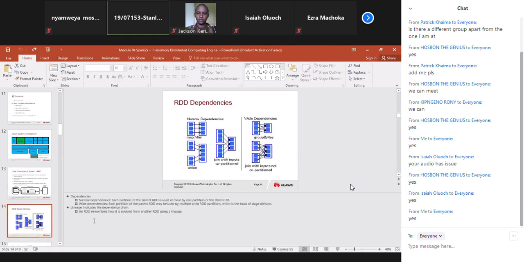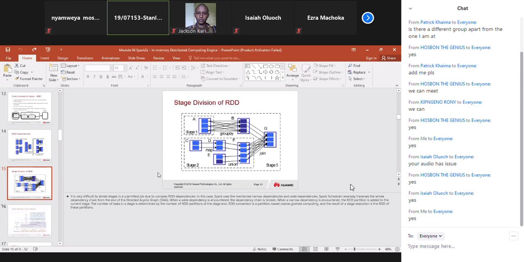Then we have RDD dependencies. Here we have narrow dependencies and wide dependencies. What is a narrow dependency? Each partition of the parent RDD is used at most by one partition of the child RDD. And for wide dependencies, each partition of the parent RDD may be used by multiple child RDD partitions, which is the basis of stage division. Now, an RDD remembers how it evolved from another RDD using a lineage.